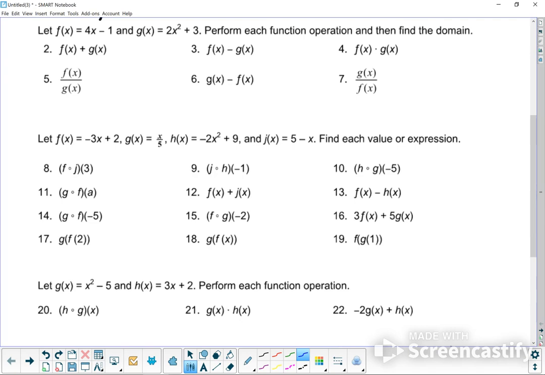Number 2, let's see, f of x added to g of x. So we're just adding them together and putting like terms together. I'm going to start with x squared. That's x squared and x squared, so 2x squared, and then we have 4x and nothing else, so plus 4x. And then after that, we add -1 and +3, and that's going to make +2.